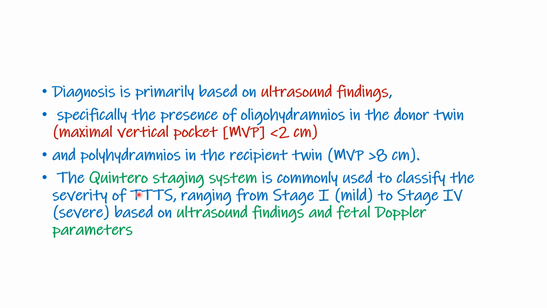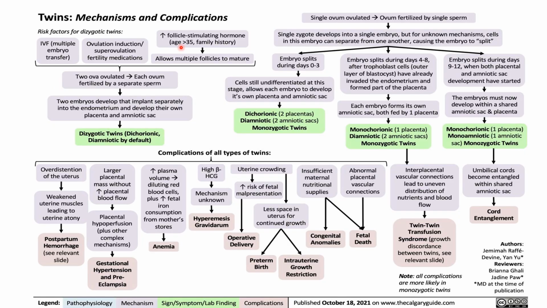And then we have a staging system, that is the Quintero staging system, which is commonly used, and you classify from stage 1, that is mild, to stage 4 based on the ultrasound findings and the fetal Doppler parameters. So this is just a very good summary of the mechanism and the complications of twins. We're just going to go through it in a very simplified manner.